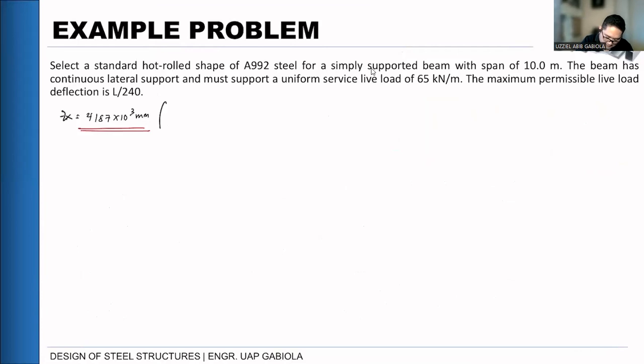So let's convert it. 25.4 mm is 1 inch, cubed. So 4187 times 10 to the 3 over 25.4 cube gives us 255.51 inch cube. This is what we will check in our ZX table. So, let us go to AISC.